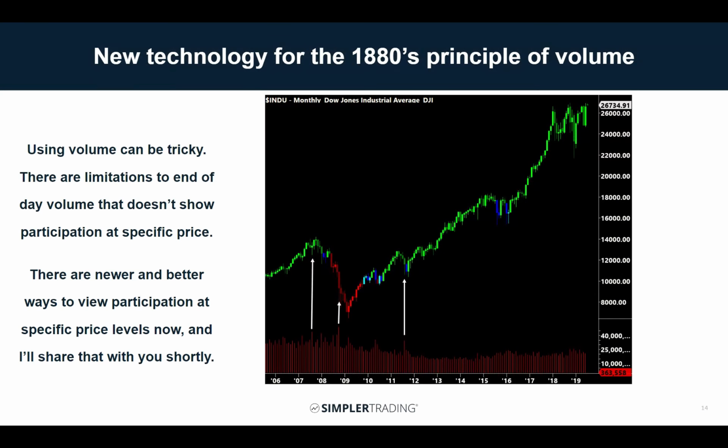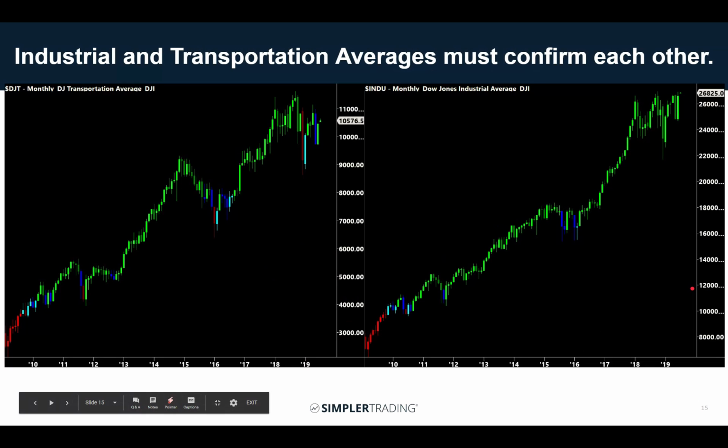So I mentioned that volume is tricky. It's a little antiquated in the way that we've done it. There's a better way to do it. And basically, when we talk about Dow and volume, there's a better way to do it. But we'll get to that in just a moment. All right. So we talked about the Dow Industrial and the transportations must confirm each other, and volume must confirm trend. Yes? Everyone doing all right so far? And the sound should be back.